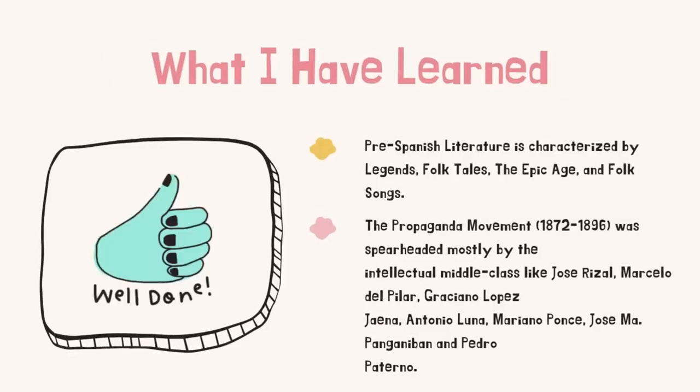What have you learned? We're almost done. Let us have a recap of this lesson. First, pre-Spanish literature is characterized by legends, folktales, the epic age, and the folk songs. Second, the propaganda movement was spearheaded mostly by the intellectual middle class like Jose Rizal, Marcelo del Pilar, Cristiano Lopez Jaena, Antonio Luna, Mariano Ponce, Jose Maria Panganiban, and Pedro Paterno.